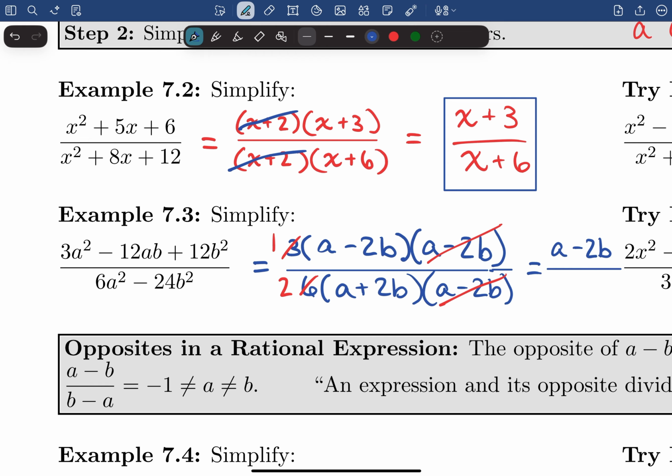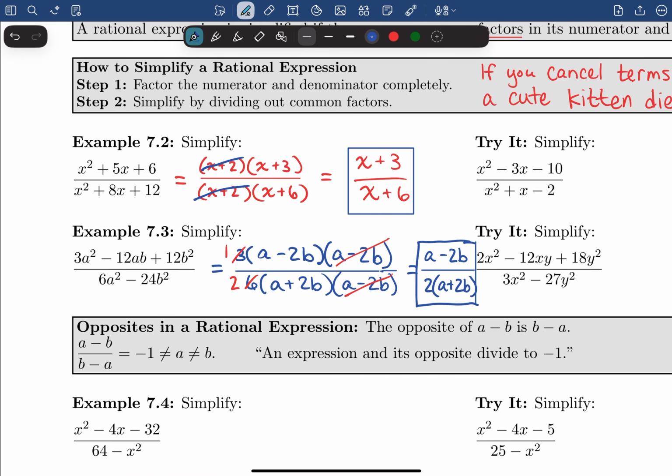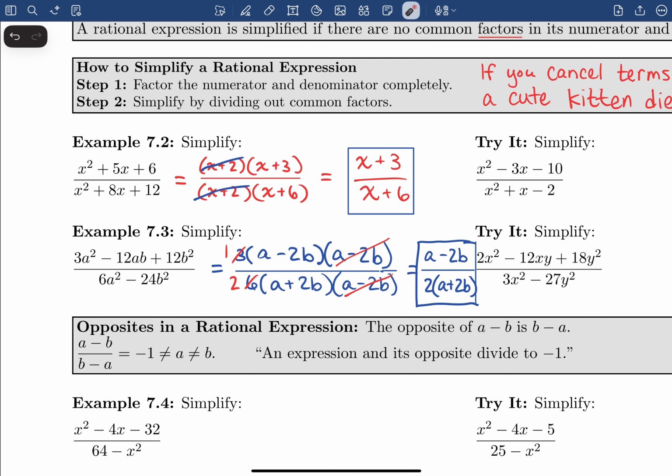And then on the bottom, I have a 2 times a plus 2b. And I'm just going to leave it like that. That is as simple as I can get it, and I leave it in factored form. Okay? So this is everything that I was able to do, everything that I was able to cancel. So you saw my work. I was able to cancel these factors, and I was able to reduce this fraction.